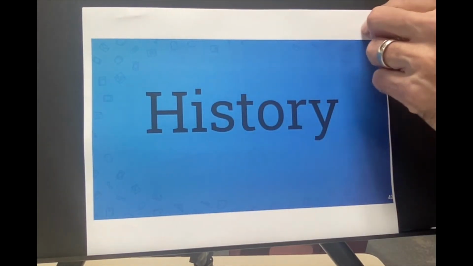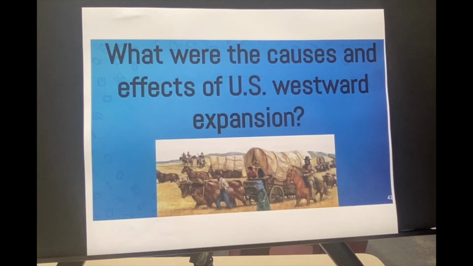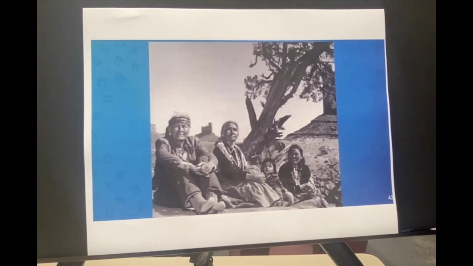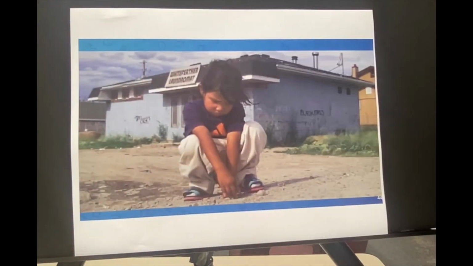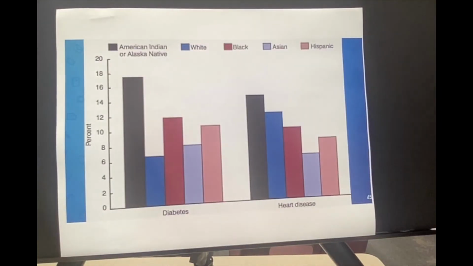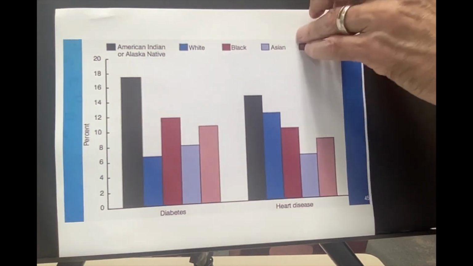As the fourth quarter comes along, we go back to history, a little look at causes and effects of Western expansion, then a unit on Native Americans, specifically focused on the government policies that we've had toward them and how they were affected. So we'll start out with the early policies all the way up to today's situations, and the students will also analyze some data.